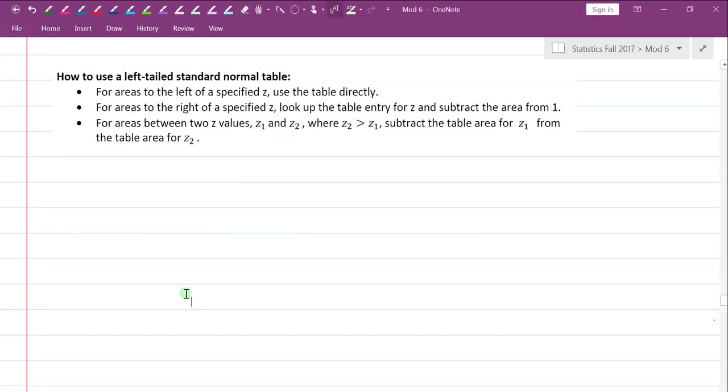So here are your basic instructions for how to use a left-hand standard normal table, which is what you're given. For the areas to the left of the specified value of z, you just use the table directly. It's going to give you the area to the left. For the areas to the right of the specified z, you look up the table entry for z and then subtract it from 1, okay? Because remember, the area under the entire curve is equal to 1. For the areas between two values, z1 and z2, where z2 is greater than z1, subtract the table area for z1 from the table area for z2. We're going to go over several of those examples, so just hang tight.